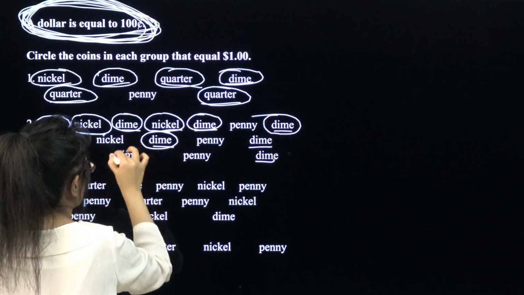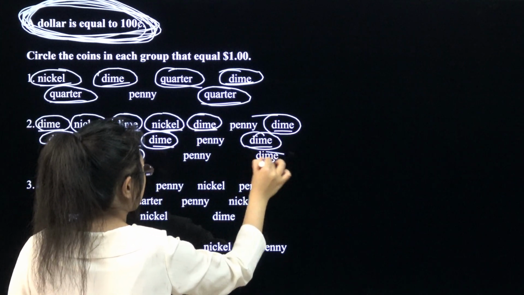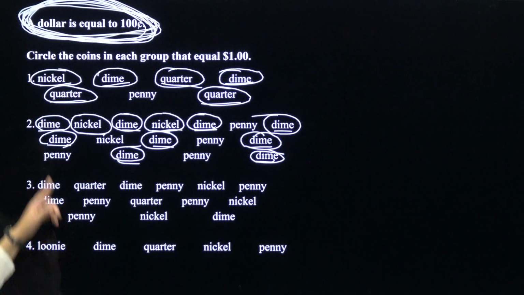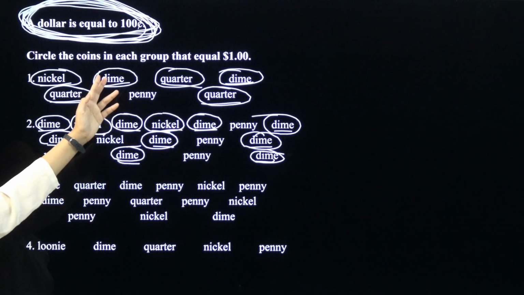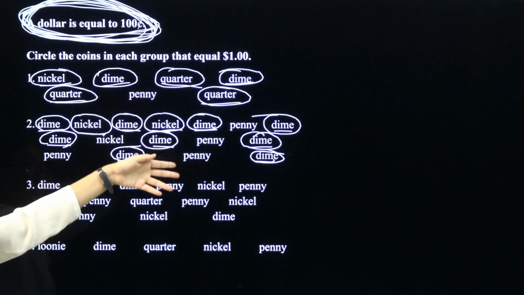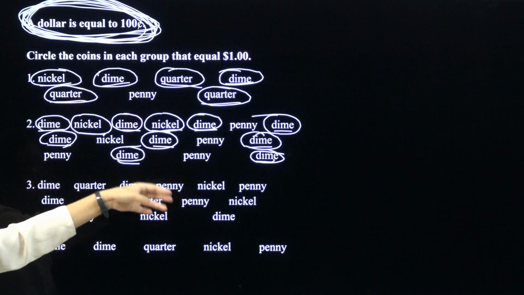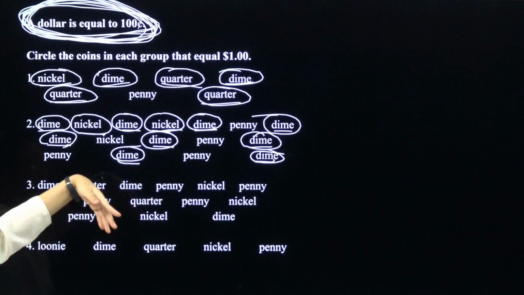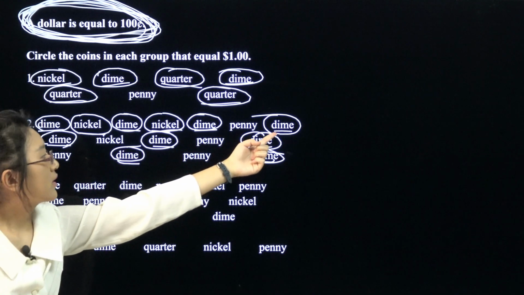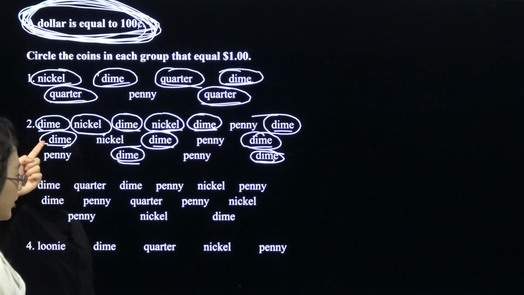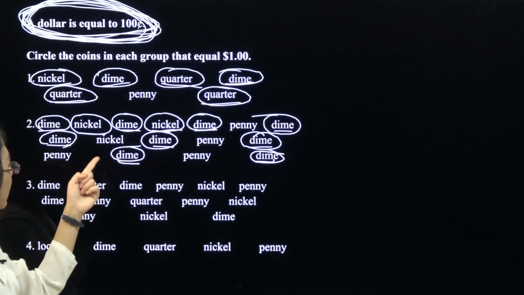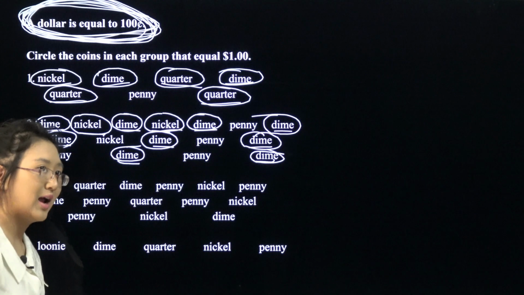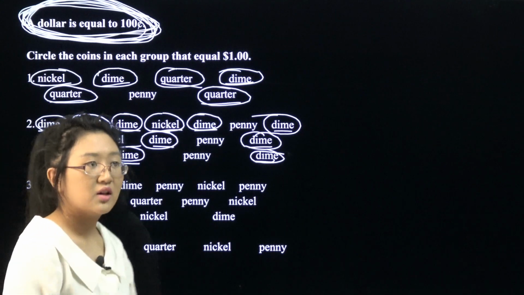Dime, dime, dime, dime, dime. To check it over, 1 dime, 10 cents, 1 nickel, 15 cents, another dime, 25 cents, another nickel, 30 cents, another dime, 40 cents, another dime, 50 cents, another dime, 60 cents, another dime, 70 cents, another dime, 80 cents, another dime, 90 cents, and the last dime, 100 cents, which is $1.